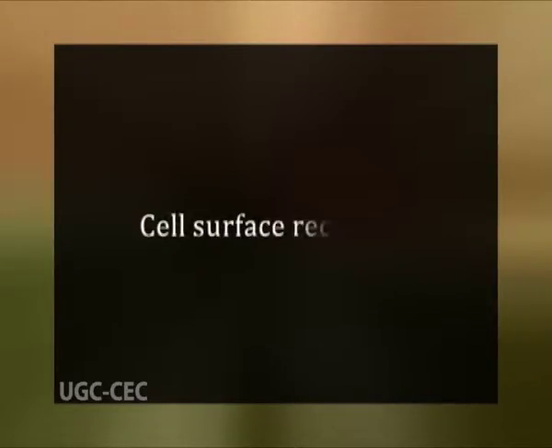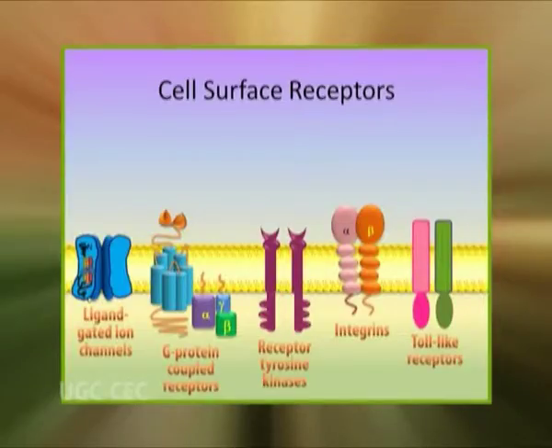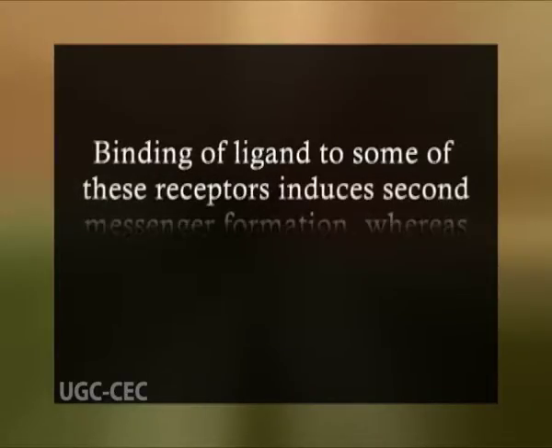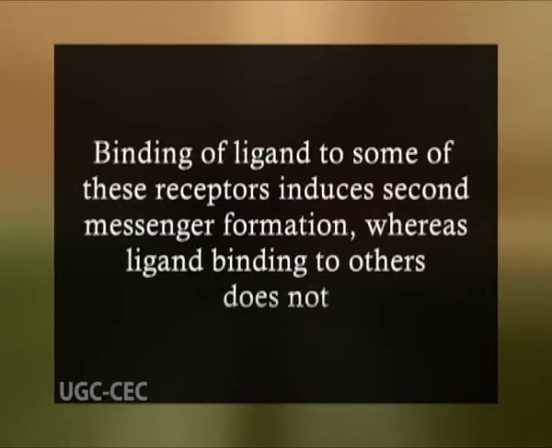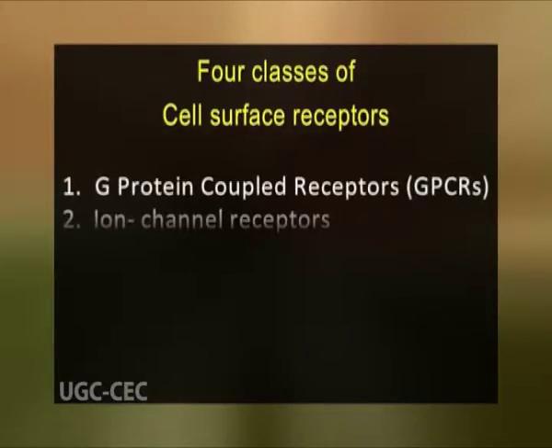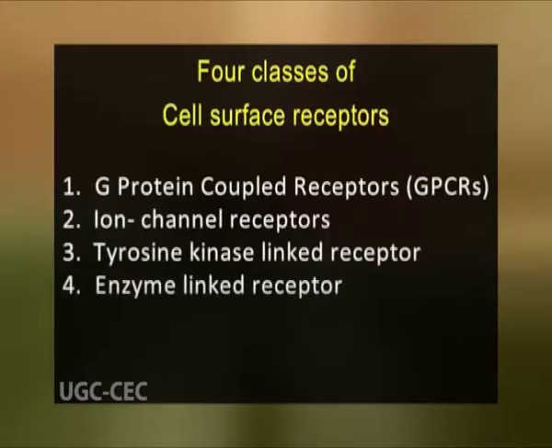Cell surface receptors. These cell surface receptor proteins act as signal transducers to produce intracellular messengers. Binding of ligand to some of these receptors induces second messenger formation, whereas ligand binding to others does not. For convenience, we can sort these receptors into four classes: G protein coupled receptors, ion channel receptors, tyrosine kinase linked receptors, and enzyme linked receptors. Now, let's discuss them briefly one by one.